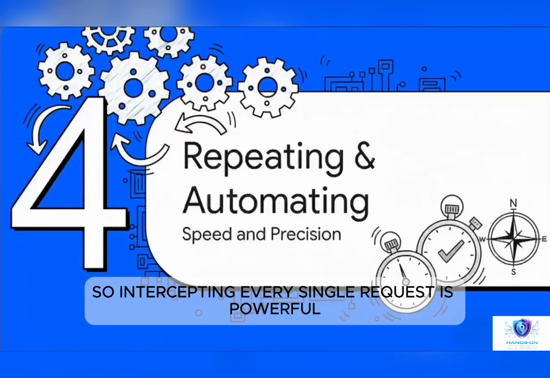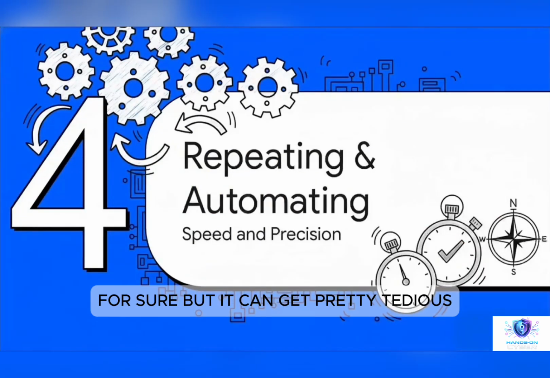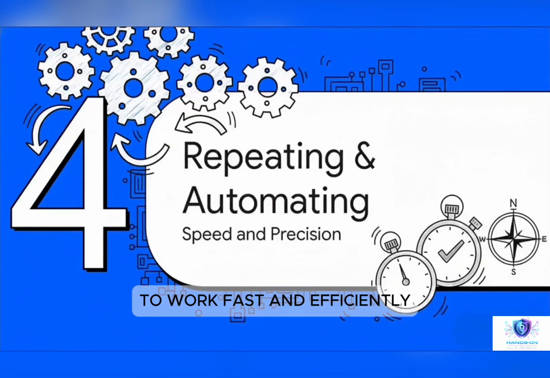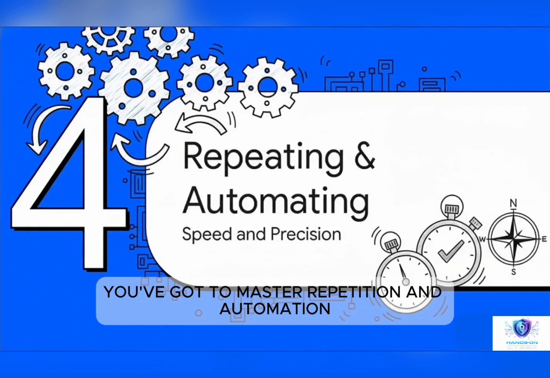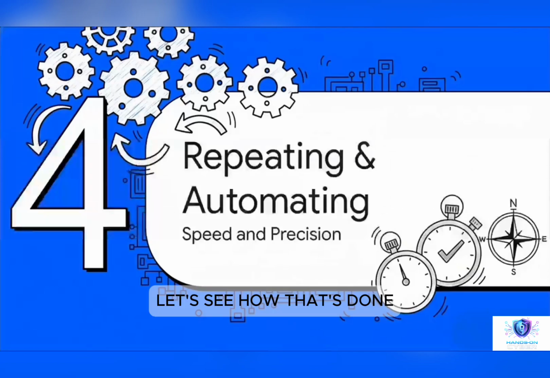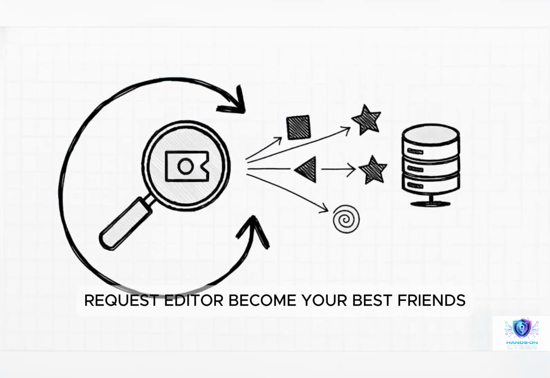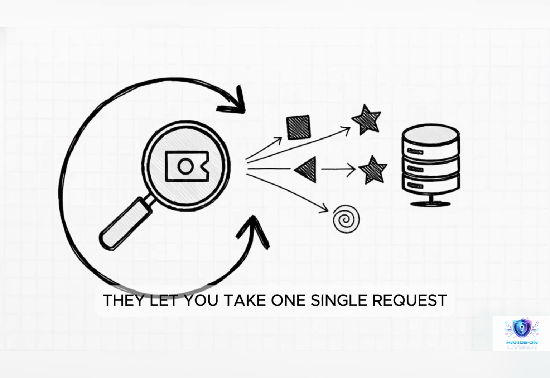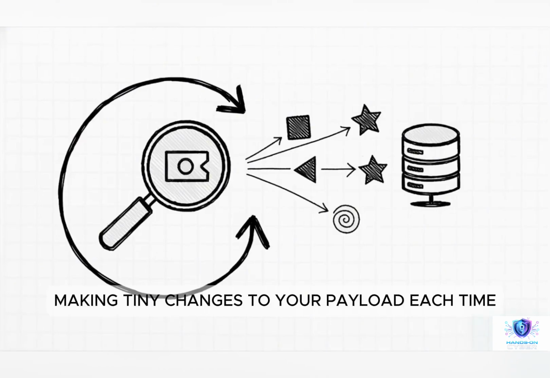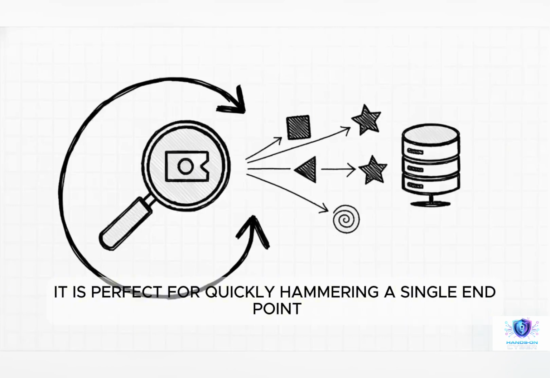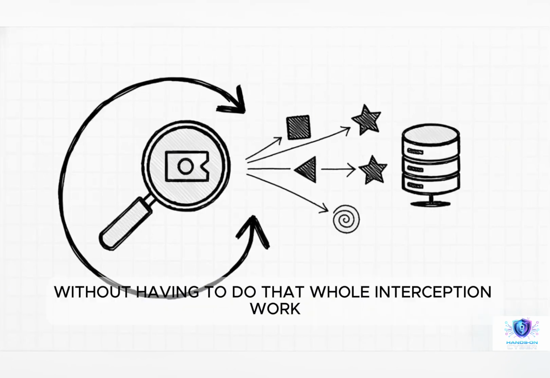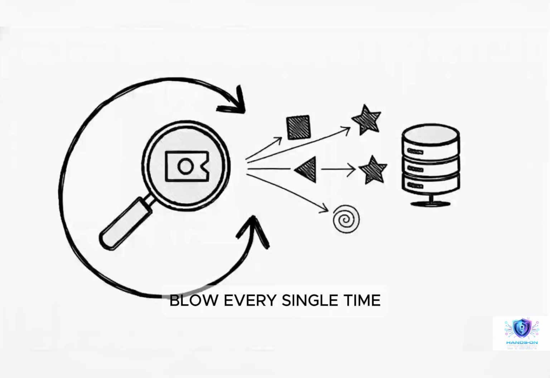Okay, so intercepting every single request is powerful, for sure. But it can get pretty tedious. To work fast and efficiently, you've got to master repetition and automation. Let's see how that's done. This is where features like Burp's Repeater or Zap's Request Editor become your best friends. They let you take one single request and send it over and over again, making tiny changes to your payload each time. It is perfect for quickly hammering a single endpoint to test for flaws without having to do that whole interception workflow every single time.